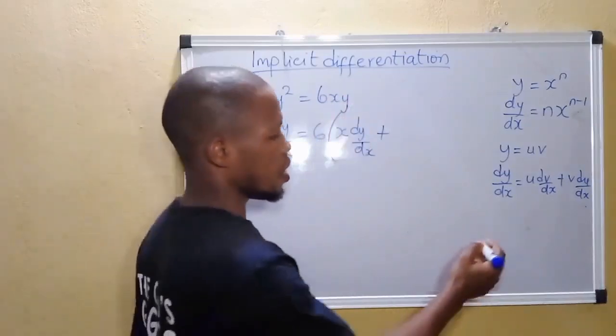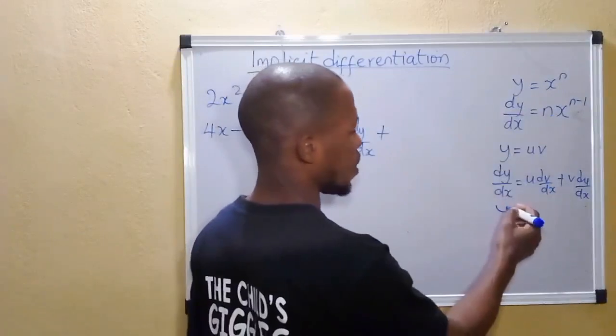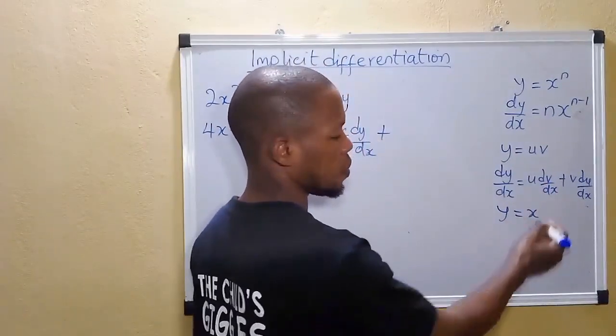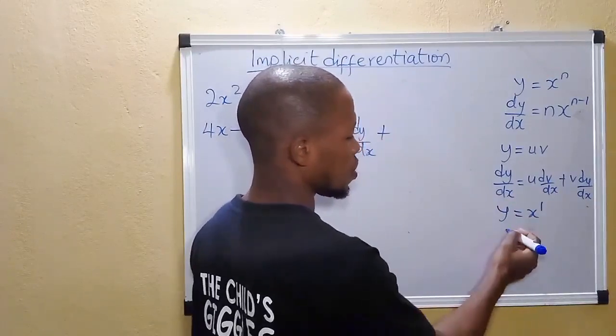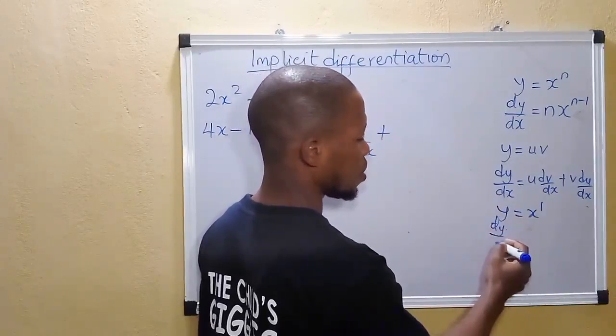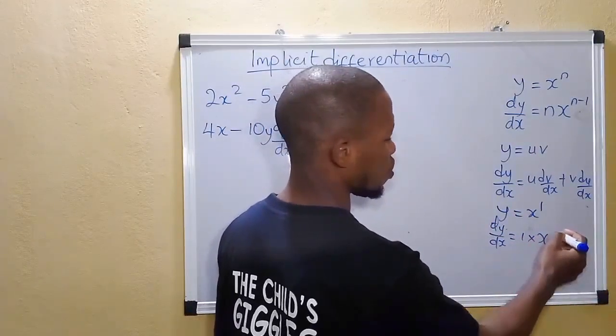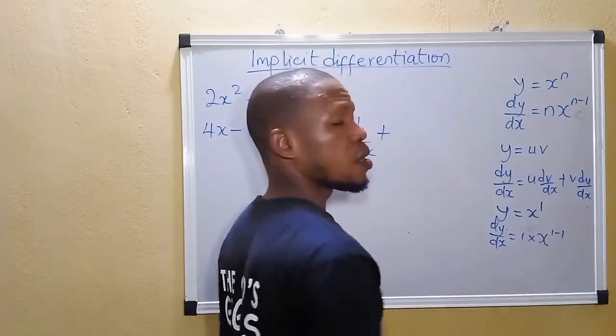Now let's differentiate x, applying the same rule we have here. If y is equal to x, in this case x is raised to the power 1. So dy/dx will now be equal to 1 times x raised to the power 1 minus 1. And 1 minus 1 is 0.